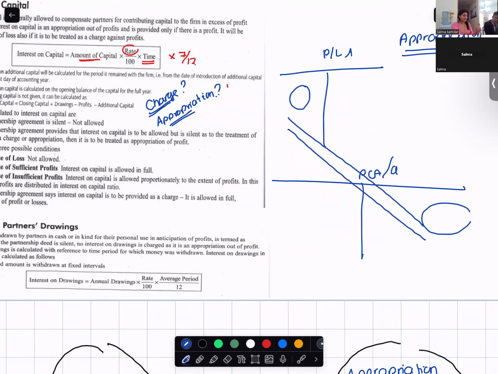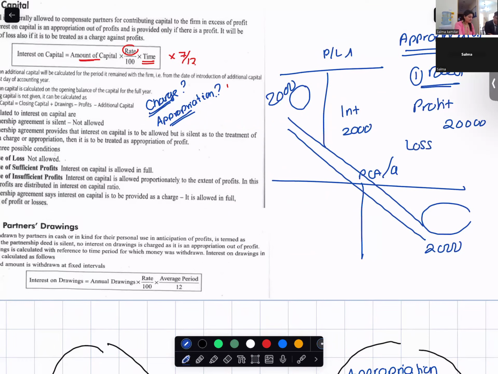Again, I am repeating, interest on capital will be allowed only if there is a partnership deed. Second, if I have profits, say profit is 20,000 and interest on capital is 2,000, I will give it. No problem. If I have a loss, will I give interest on capital? If I have a loss, interest on capital will not be given. Third situation is my profit is insufficient.